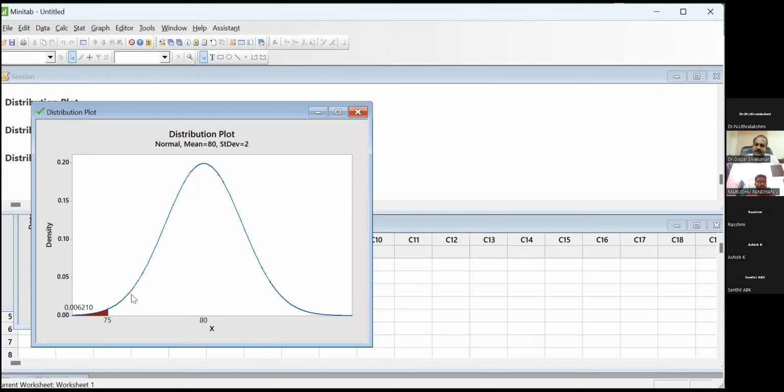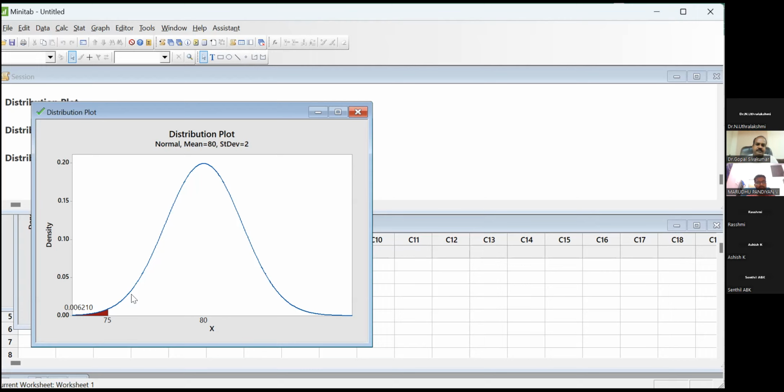But my question is, if I produce 1,000 pieces, how many pieces will have length lesser than 75? 6.2 pieces, isn't it? Out of 1,000, just 6.2 pieces will have a dimension lesser than 75. Is it clear to all of you?